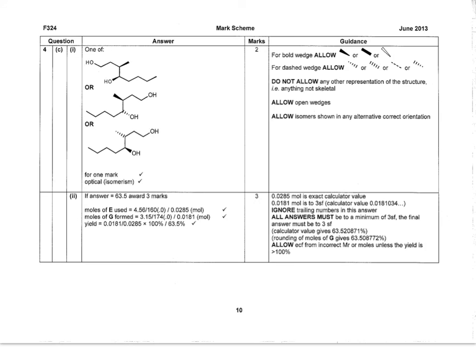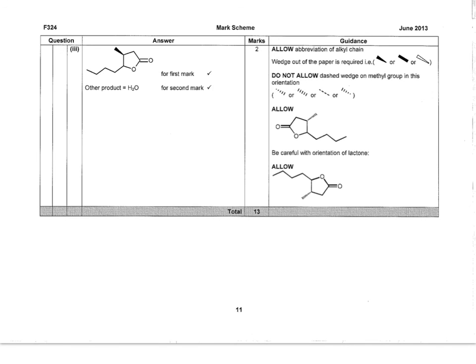So in our calculation, if we got 63.5%, that would get 3 marks straight away. But it's always a good idea to make sure we put in our workings so you can see where the ticks are awarded. If the final answer isn't actually 63.5, at least you might get some method marks for putting in your working.